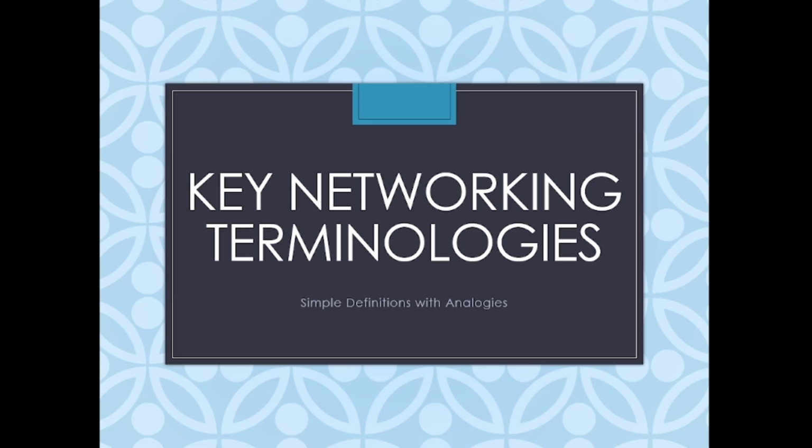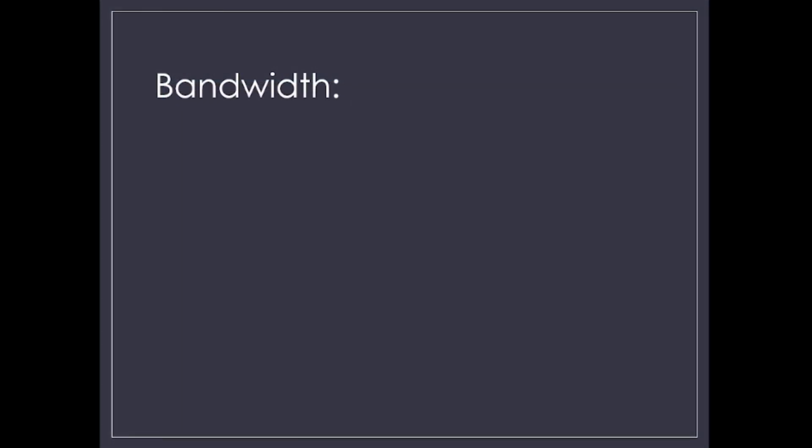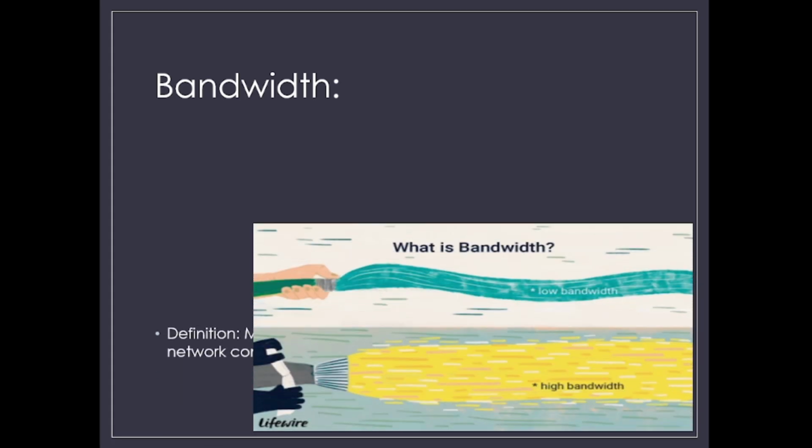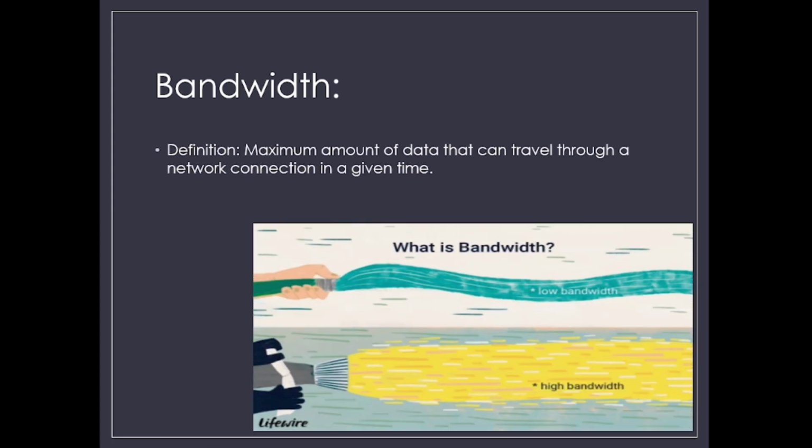In this topic, we will simply define the key networking terminologies with different analogies to understand them quickly. So the first terminology is bandwidth. What is bandwidth? The maximum amount of data that can travel through a network connection in a given time is known as bandwidth.